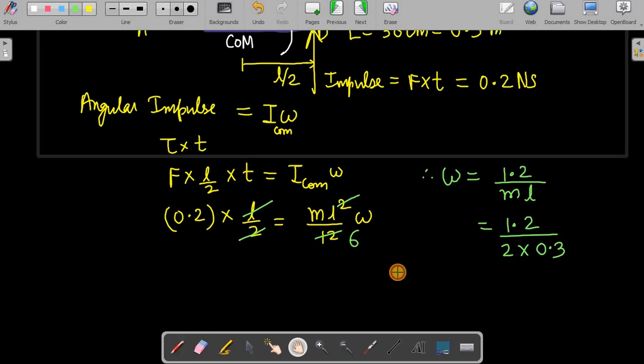So let's calculate first omega. How much will this omega come? So 1.2 by 0.6, I think this is going to give us 2 radian per second.